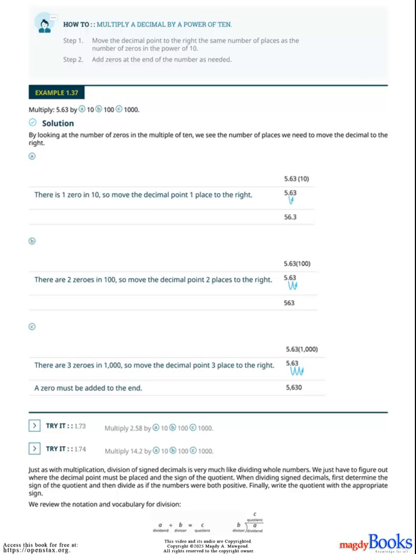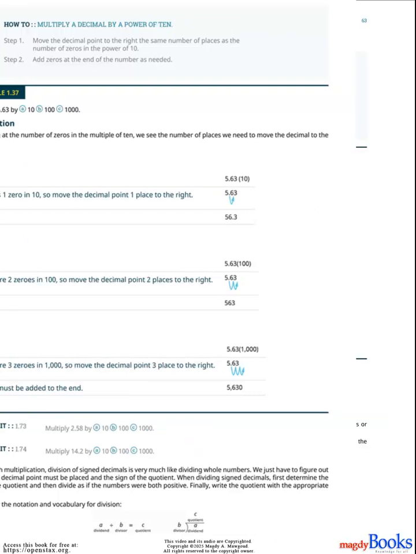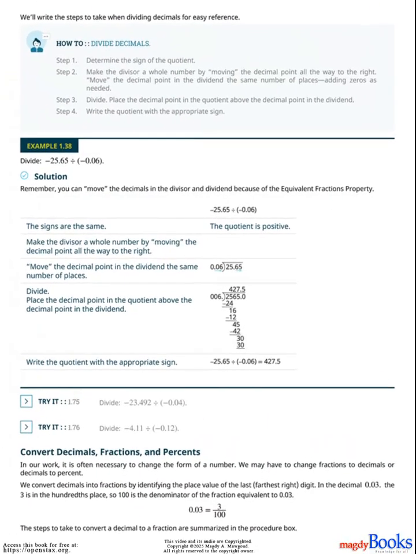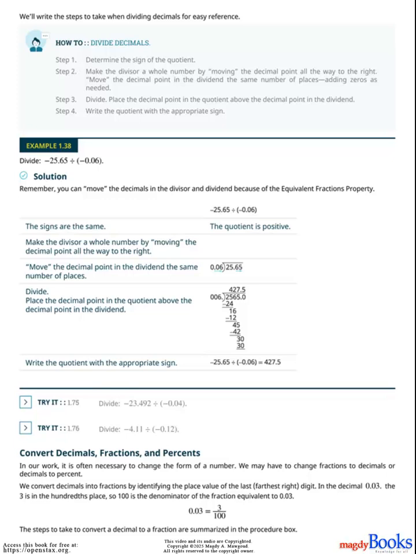We review the notation and vocabulary for division. A divided by B equals C. A is the dividend. B is the divisor. C is the quotient. We'll write the steps to take when dividing decimals for easy reference.